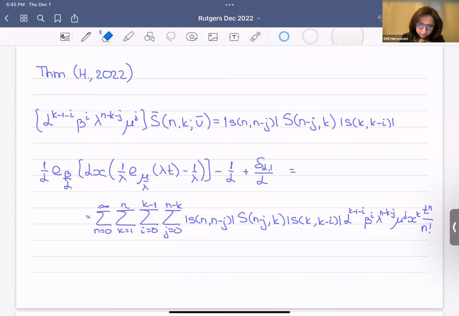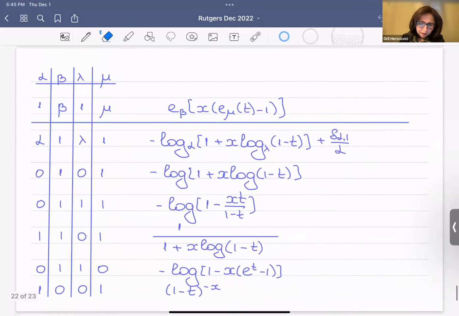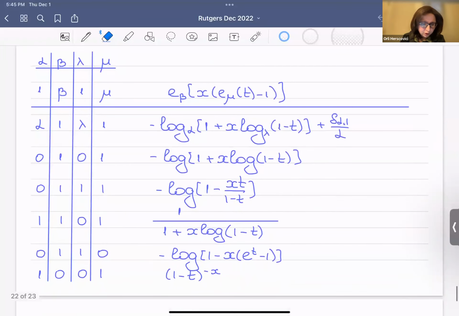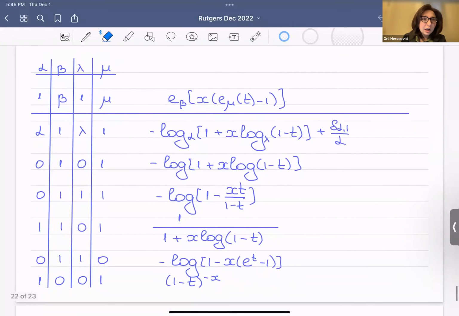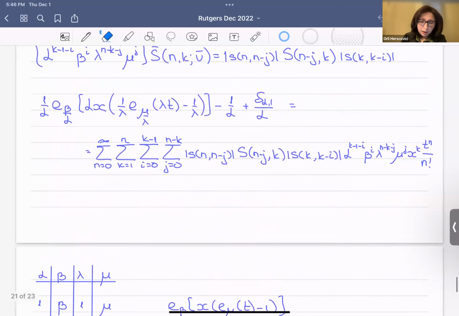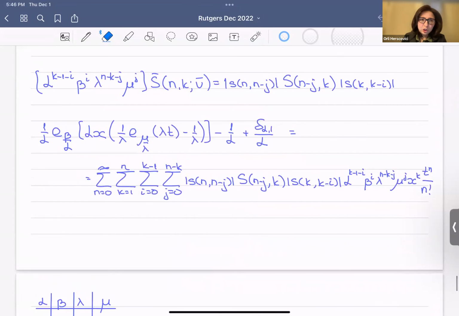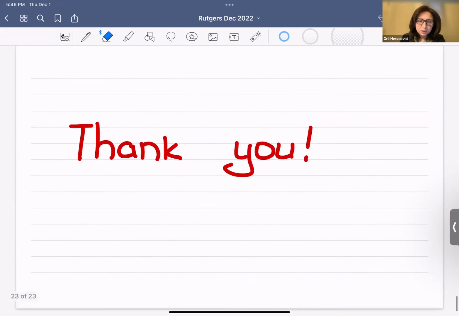And so yes, we got one generating function for 9 different kinds of set partitions. And again, if we take parameters alpha, beta, lambda, mu to be something else not related to set partitions, we still get this nice expansion of any function of such form. And this is all that I would like to present today. Thank you for your attention.